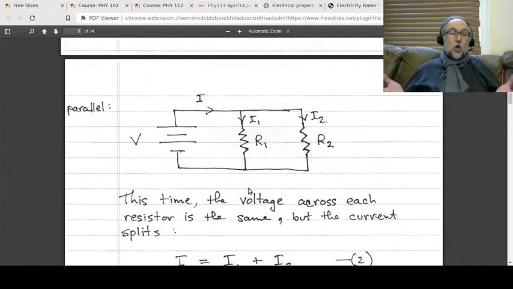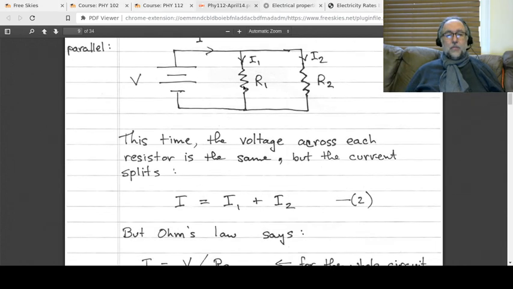The sum of the current going in has to equal the sum of the current coming out of that junction there. This is a different situation. Now let's write that down. There's our equation. The total current basically gets split between I1 and I2, such that, because matter is conserved, the two branches have to equal whatever's feeding them. So I is equal to I1 plus I2.